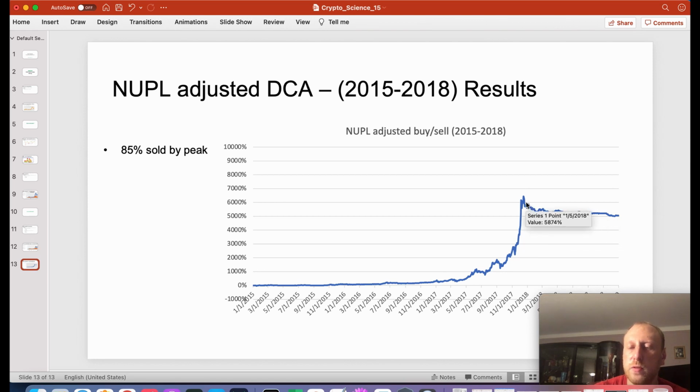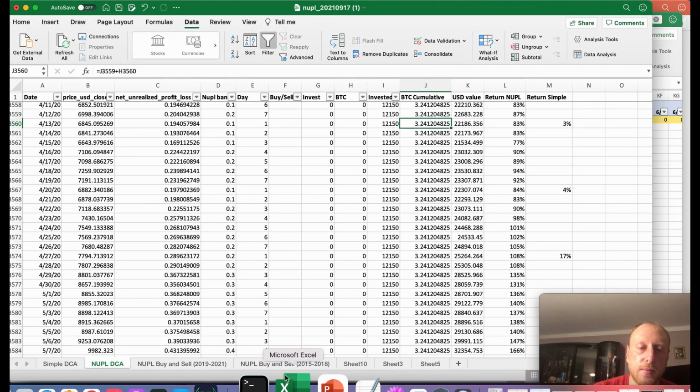I mean, this is beautiful because most people would hold to the top and then they'll just ride the wave down. I mean, I did that back then. I definitely didn't take advantage or even know the best way to start taking profits and understanding where in the market cycle we are. But had I known this information, I would have sold 85% by the peak. By the peak. That's pretty awesome. So let me show you what this data actually looks like.